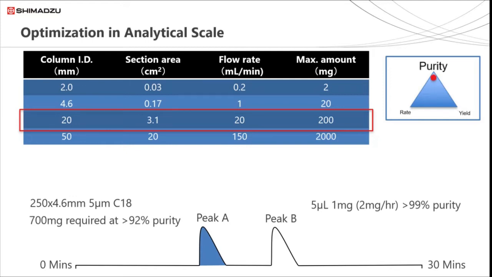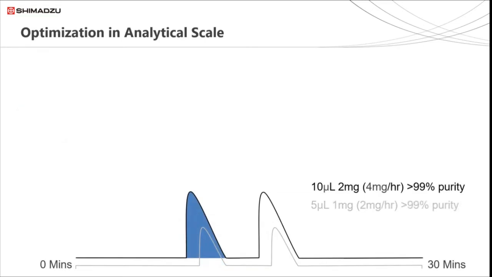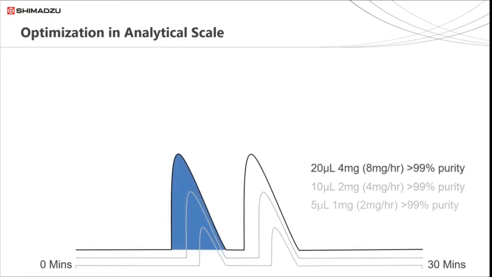So although the purity is very high, yield and rate is too low. We need to increase the loading. So we can increase the injected volume and therefore mass on column. Peaks are not touching. High purity, 2 milligrams of analyte. Let's inject more. Again, peaks still not touching. High purity, 4 milligrams of analyte.